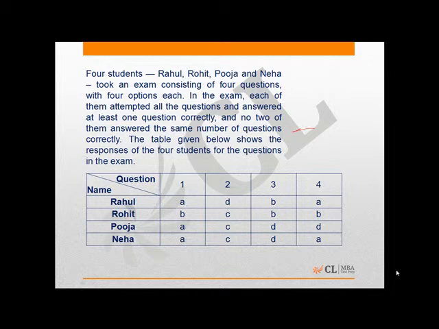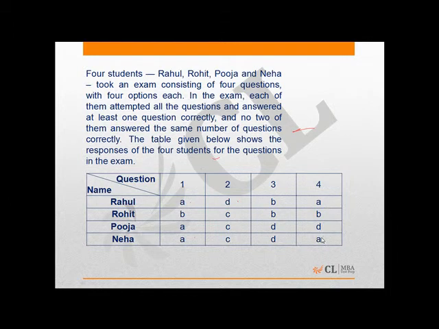To proceed with this, we will assume Rahul answered all the four questions correctly. Now, if Rahul answered all four correctly, that means the answer for the first question should be A. If that is A, that means Pooja and Neha answered this question correctly. Rahul answered the second question correctly, so the answer for the second question should be D. None of them marked it as D. Rahul answered the third question correctly. Only Rohit answered that correctly. In that case, that is B. And Rahul answered the fourth as A. Only Neha answered that correctly.